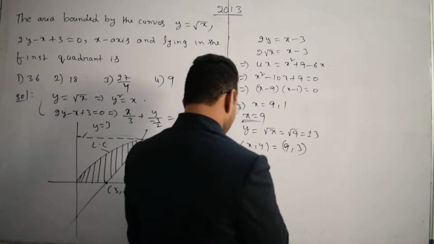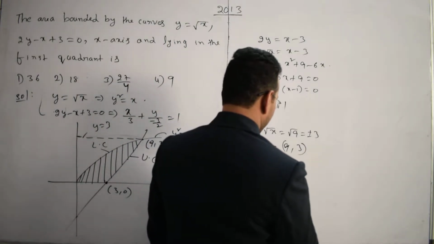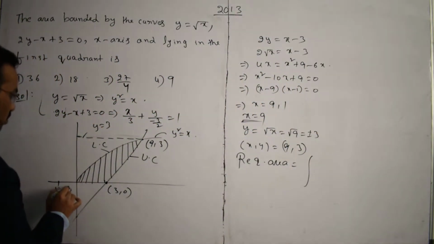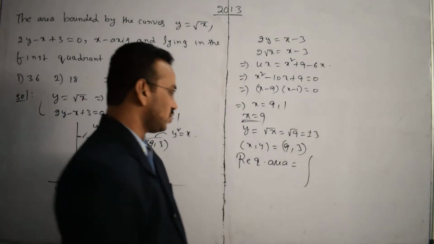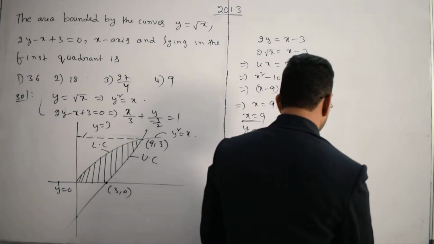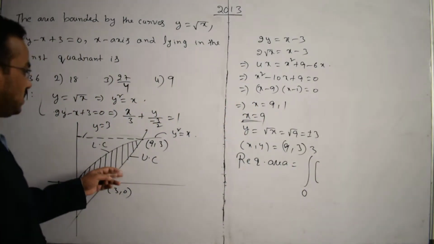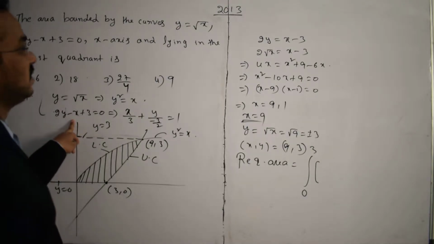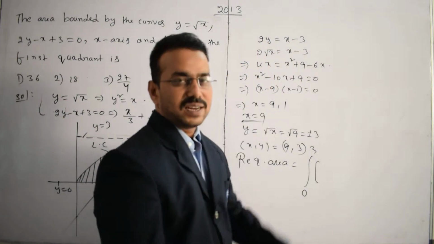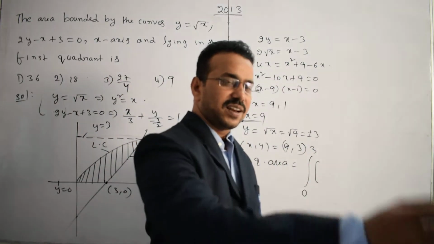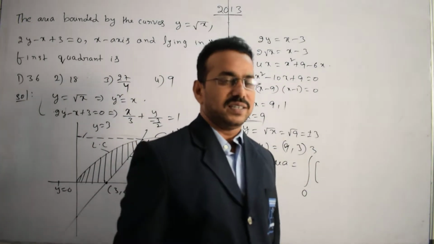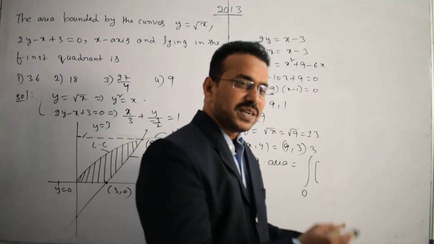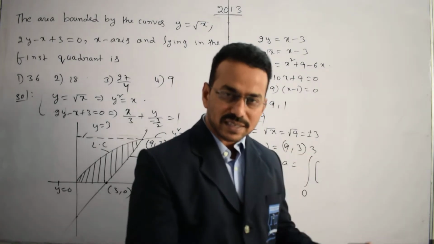So the required area equals, along the y-axis, y equals 0 to y equals 3. The limits are 0 to 3. What is the upper curve? Previously, if you take along the x-axis, the integrand should be in terms of x, y equals a function of x. Here, in this case, the integrand should be in terms of y. You have to write x equals some function of y.